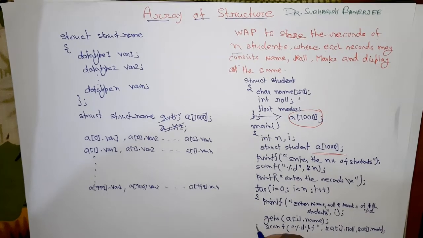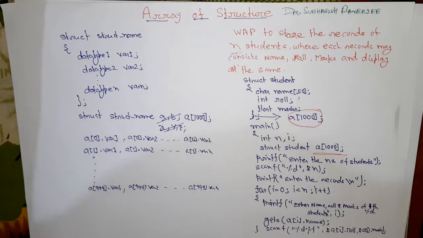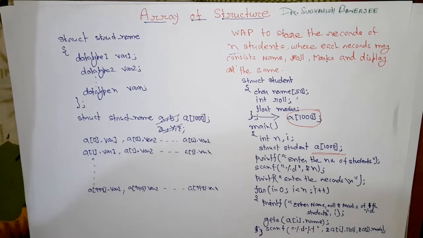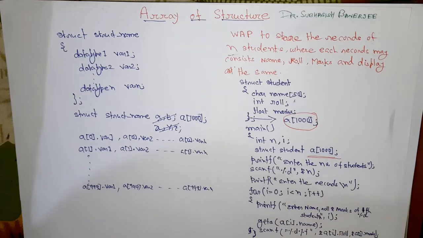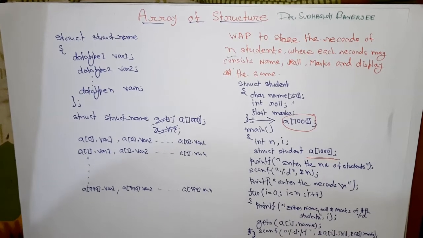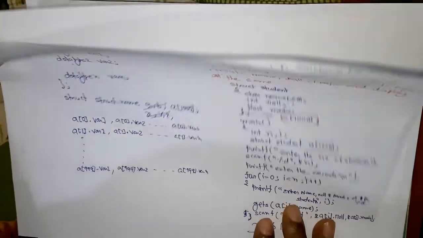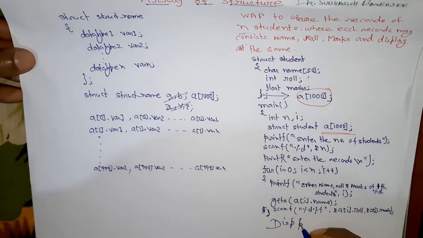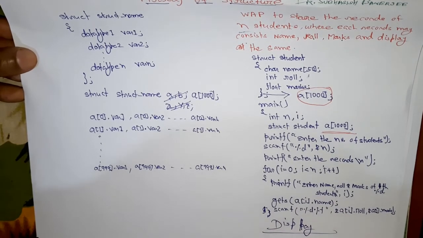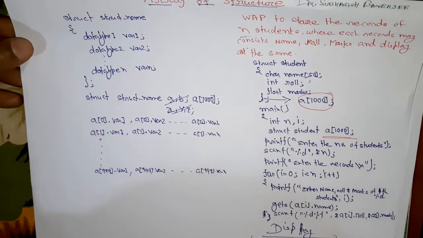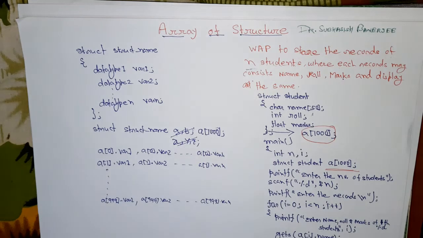In this fashion you can take n number of inputs from the user, and if you wish, you may display the same way. Here you may display the whole records, and display the message. That's it. As such, you have taken the inputs from the user. In a similar fashion, you can display the records of the n number of students. So this is the way an array of structures can be used.